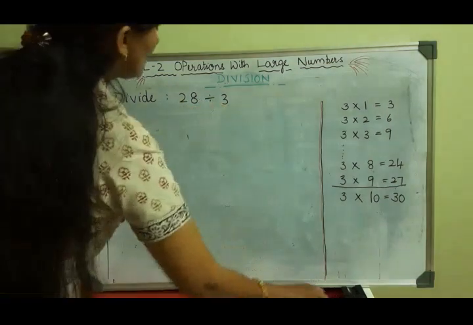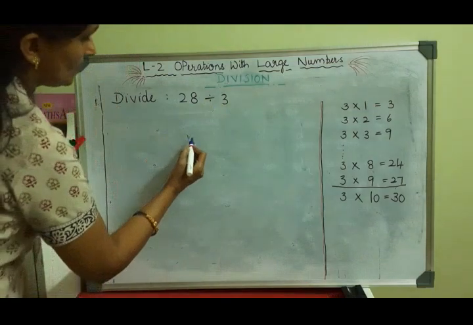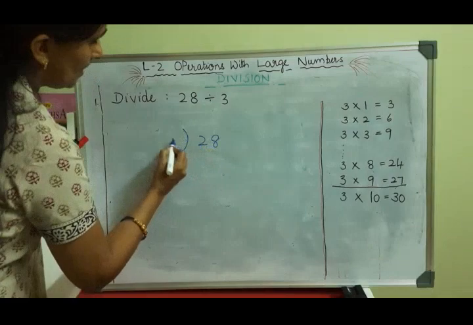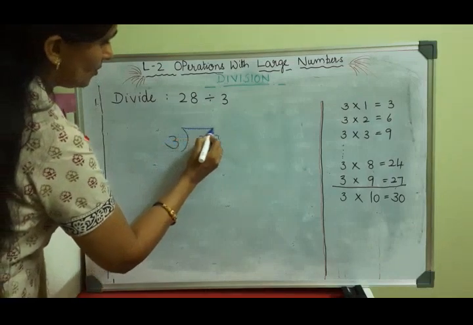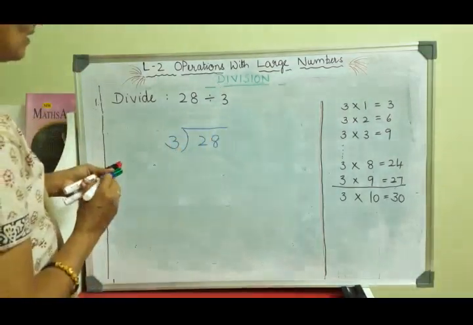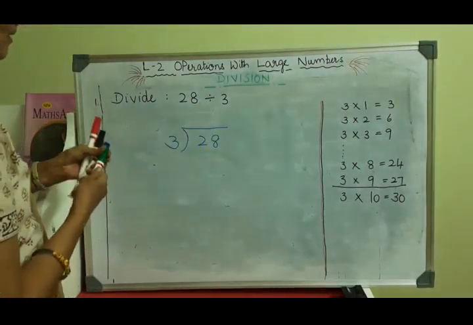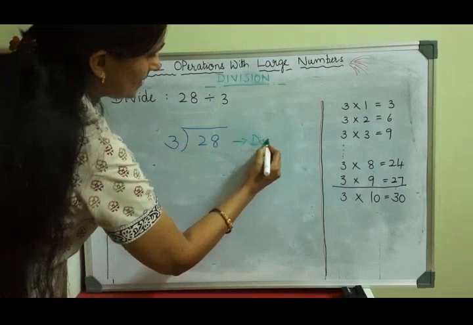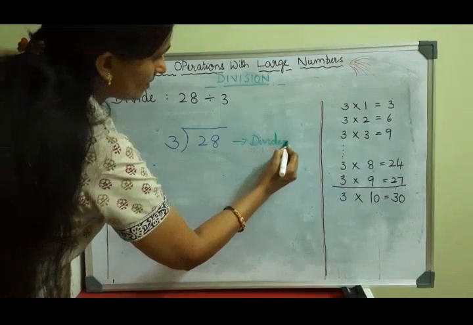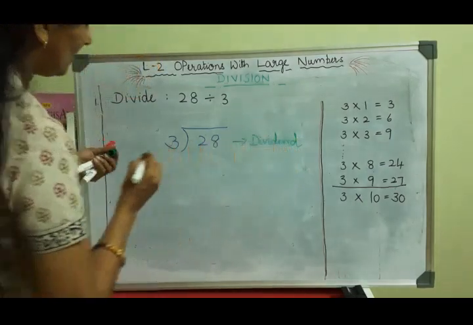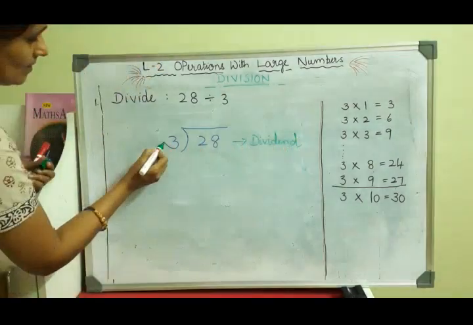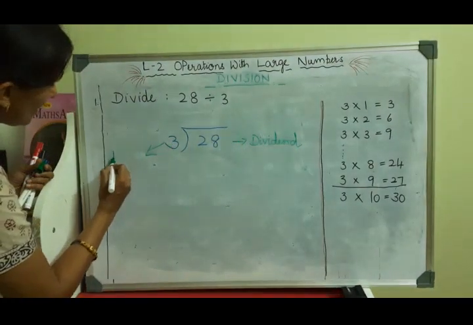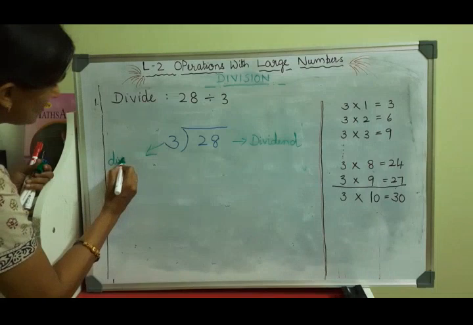Let me write according to the division notation. 28 has to be divided by 3. You know the words dividend and divisor. Now which is the dividend here? The number to be divided is known as the dividend. It is the dividend. The number from which we are dividing, that is 3, is known as the divisor.